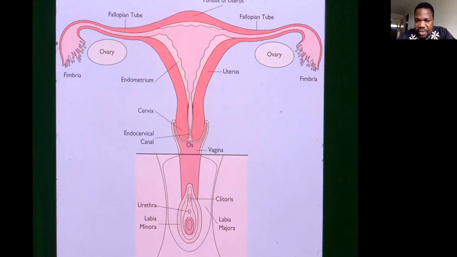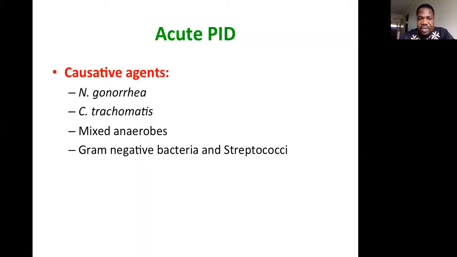Most of the causes can be both causes of cervicitis and vaginitis. So the causative agent can be Neisseria gonorrhea, Chlamydia trachomatis, mixed anaerobic infection, and sometimes other bacteria that are not STIs, that do not cause STI, like gram-negative and gram-positive organisms, like Streptococcus, can also be found there. So sometimes the patient will have a tubo-ovarian mass, and sometimes it can become an abscess, a tubo-ovarian abscess, that can be found in this patient.